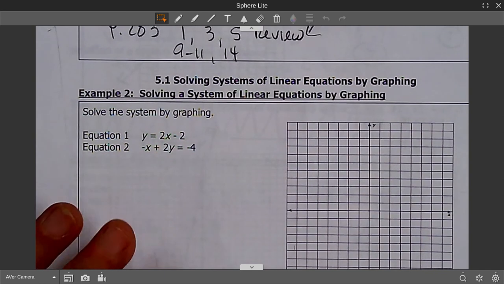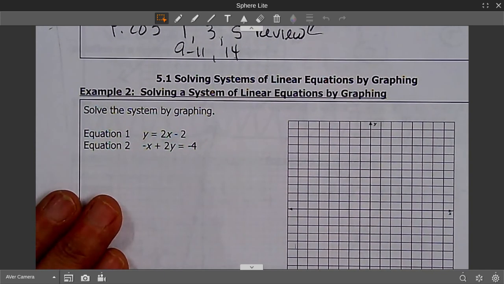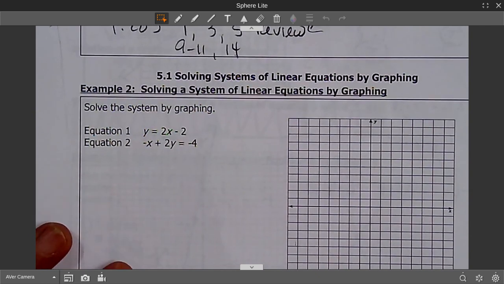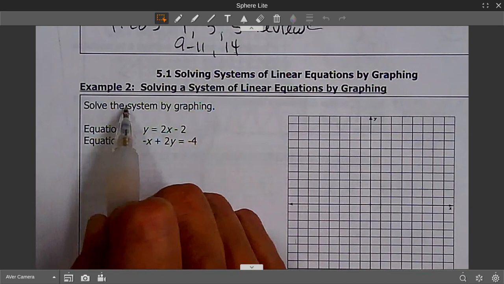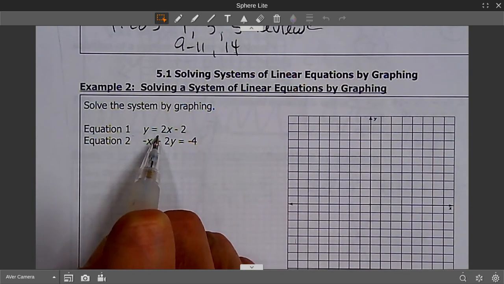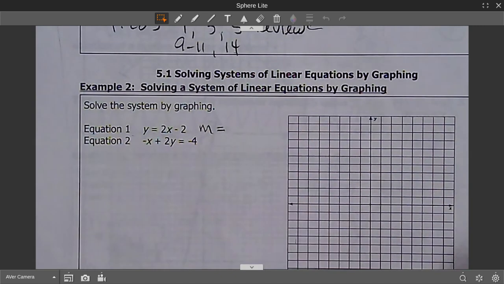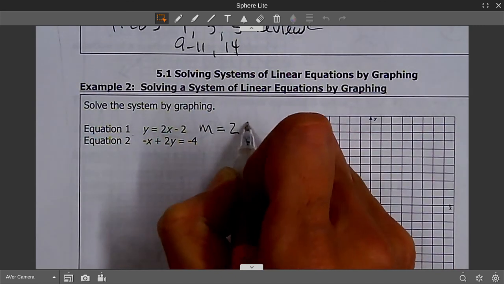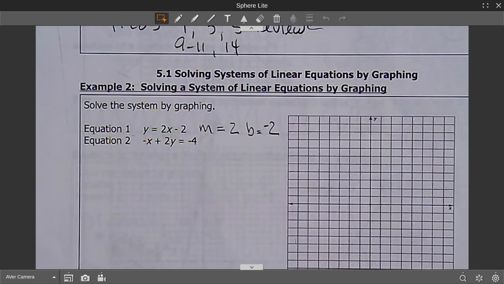The only difference is now you're going to have to pay attention because sometimes the equation is going to be in the wrong form. So if you look at this first one in example 2, it says solve the system by graphing. Here's equation 1. Is this equation in the right form? So we can identify our m, which is what? 2, and our b, -2.